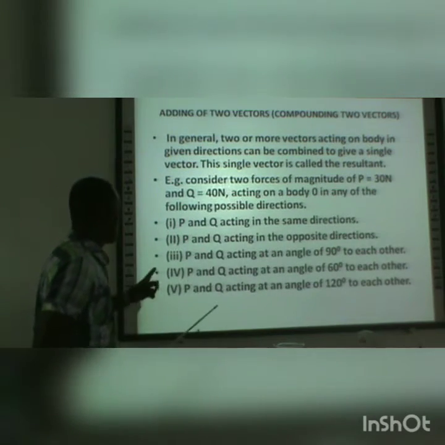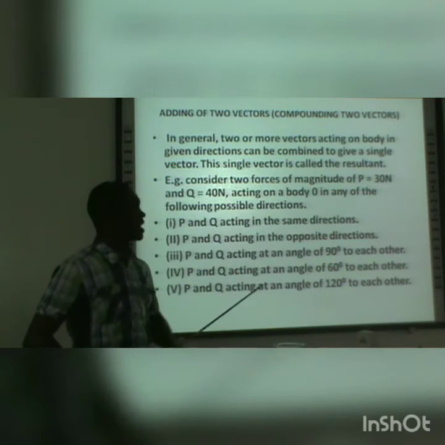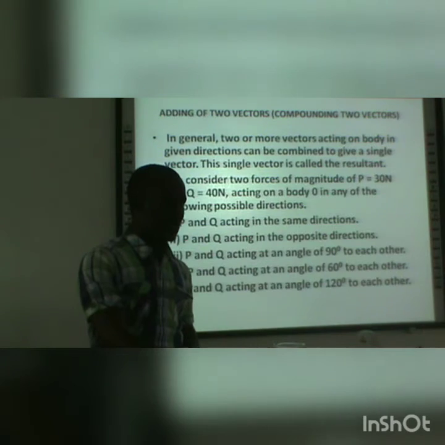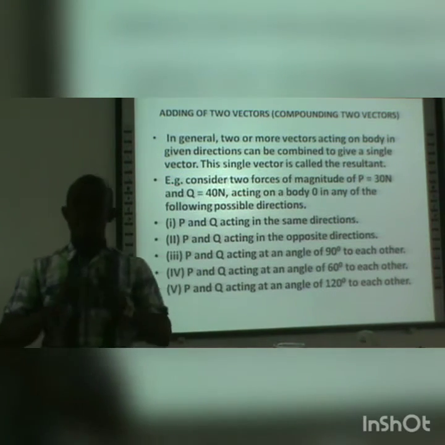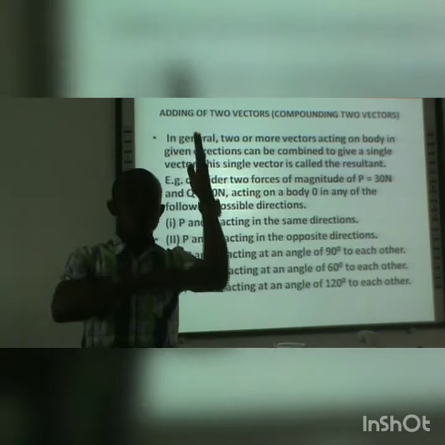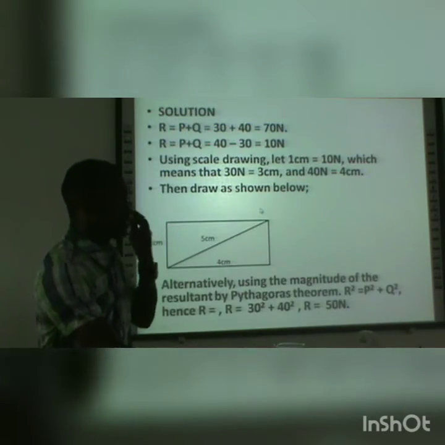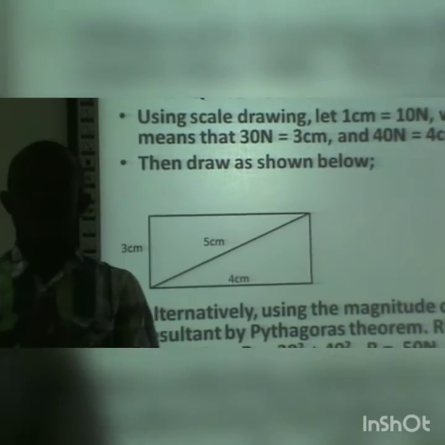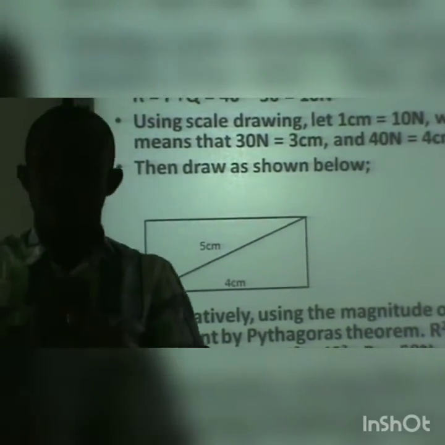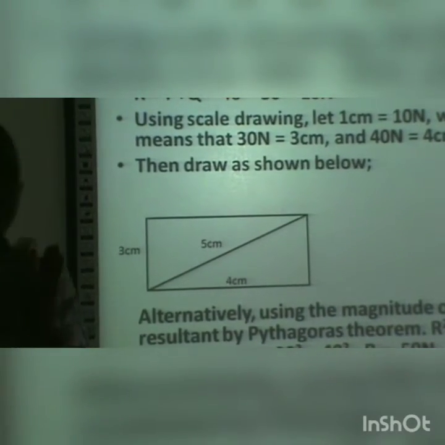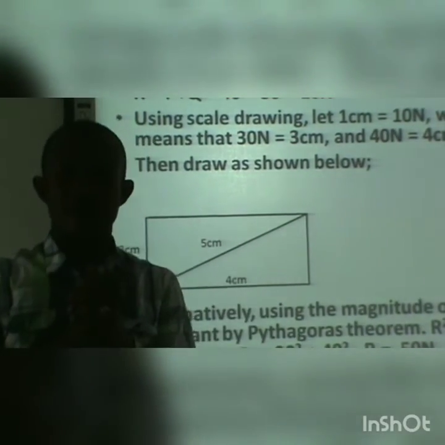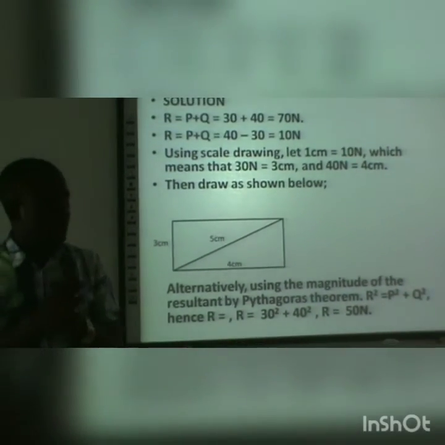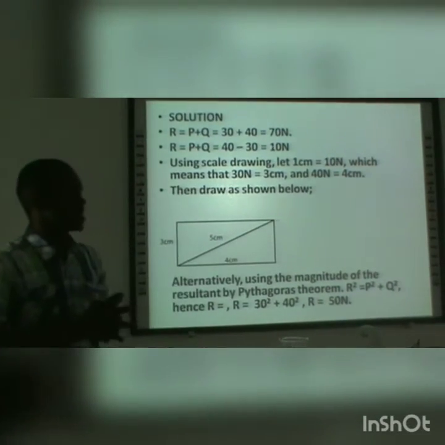Now let's look into number 3. P and Q acting at an angle of 90 degrees to each other. At an angle of 90 degrees to each other, meaning that they have formed a right-angled triangle. As shown, let's see the solution. In solving this, there are two ways: either the scale method or the formula method. Let me interpret the one of scale drawing.